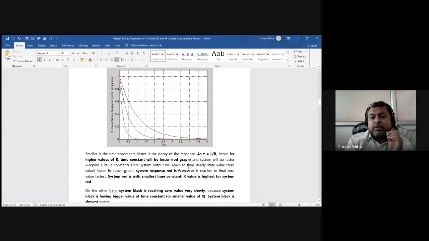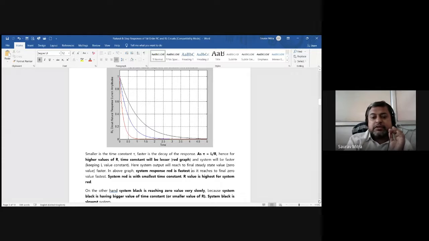Here system output will reach, so first case final steady value 0. In the above graph, system response red is fastest as it reaches the final zero value fast. System red is with smallest time constant R. तो टाइम कांस्टेंट इज अ पैरामीटर व्हिच डिसाइड्स, जो चार्जर का एग्जांपल याद रखना, कितना जल्दी तुम आउटपुट रीच कर रहे हो. सो फॉर चार्जर रीचिंग द आउटपुट मींस यू हैव टू चार्ज द बैटरी टू द फुल. ओके, बट फॉर दिस सिस्टम नेचुरल रिस्पांस, रीचिंग आउटपुट मींस हाउ फास्ट यू आर कमिंग टू जीरो.